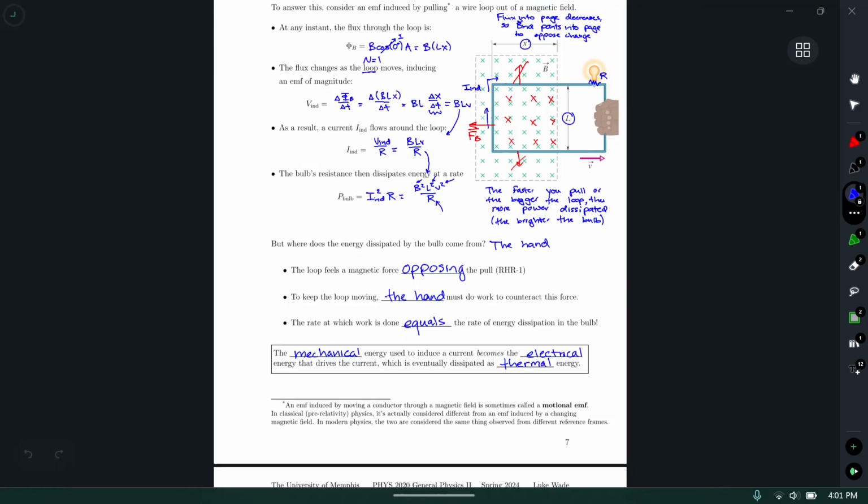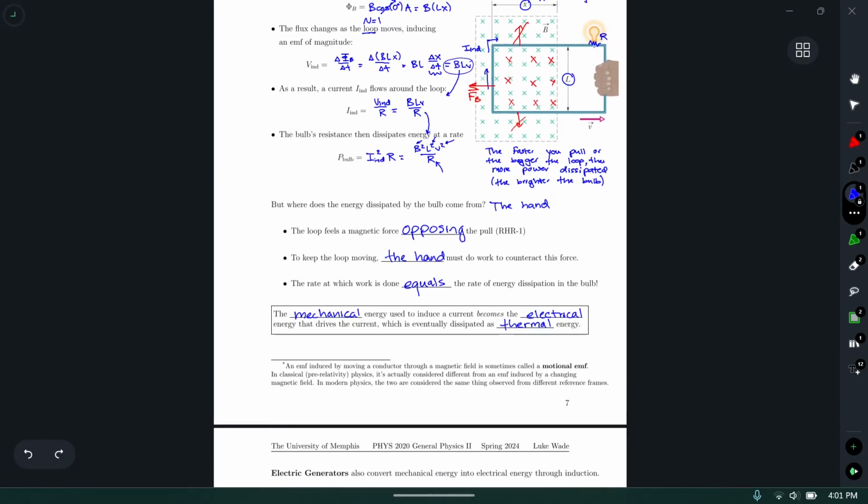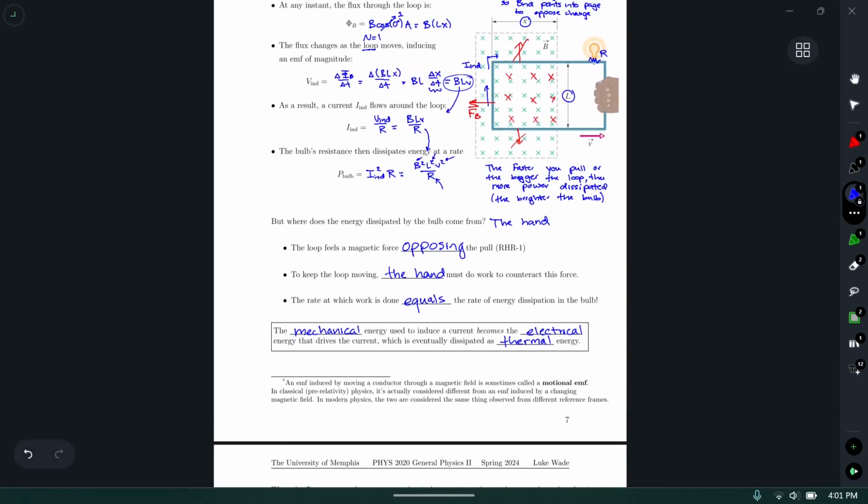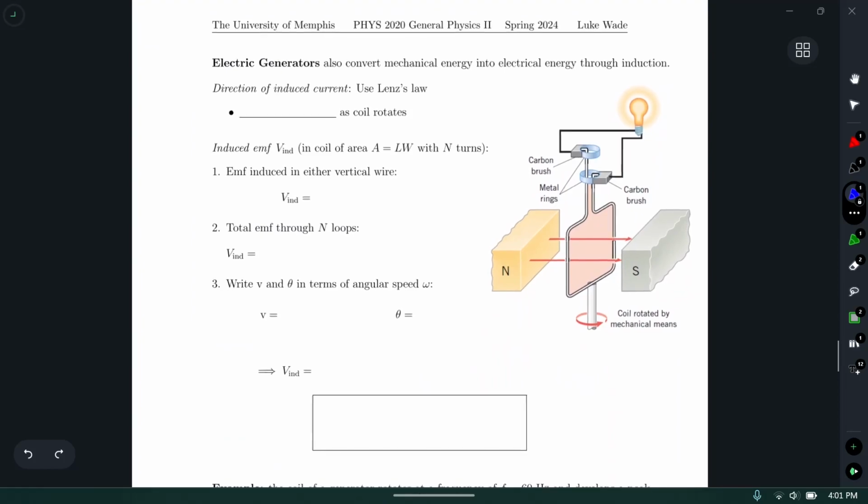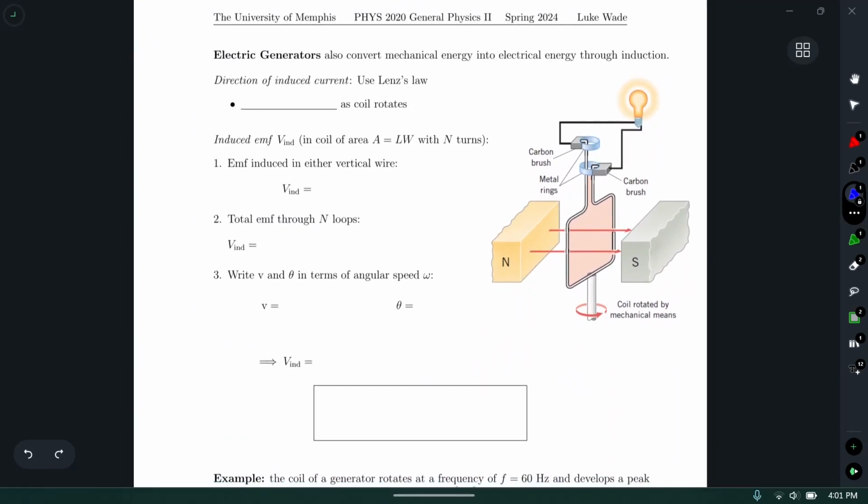This kind of induction, by the way, is sometimes called motional EMF, and you'll hear that term pretty often still, but nowadays it's not considered any different from any other type of induced EMF and resulting induced current. We'll just sometimes use this expression because we already figured it out for a moving wire, but it still stems from Faraday's law. And so we're going to see that here with generators.